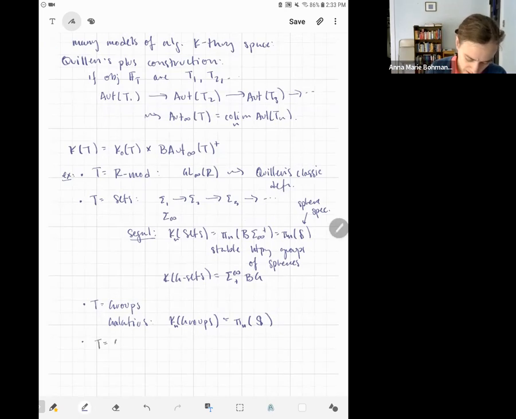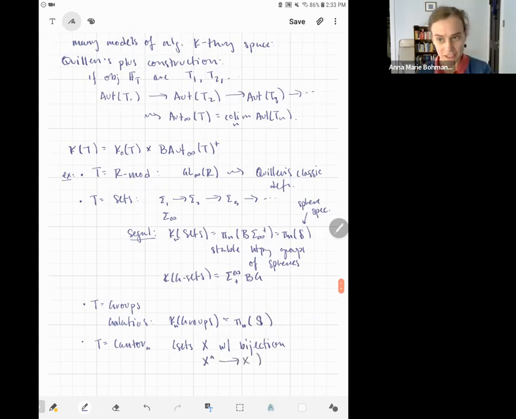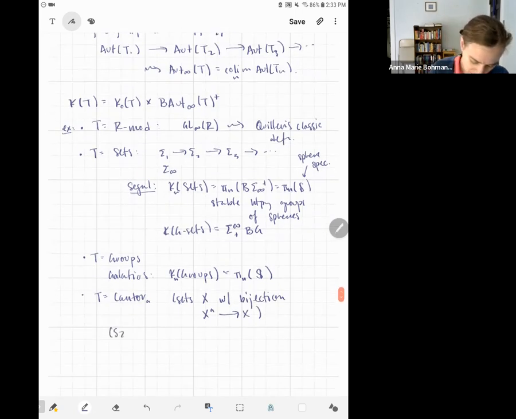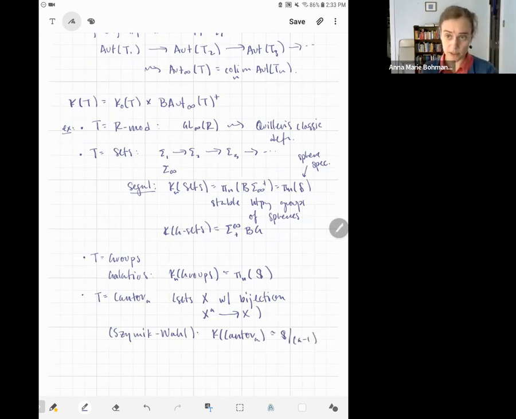T can be the theory of Cantor algebras of arity A. These are sets X with a bijection from A copies of X down to X. Obviously X is not finite. Then Szymik and Natalie Wahl show that the K-theory of Cantor algebras here is the sphere spectrum mod A minus one, the Moore spectrum.